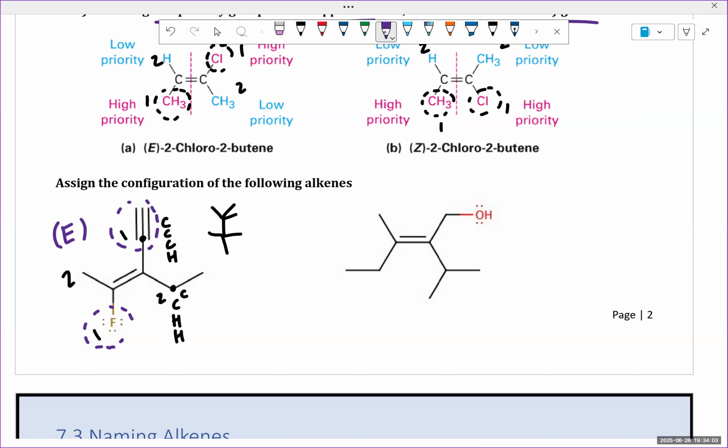Looking at this next example, the ethyl group is higher priority than the methyl group, and the carbon attached to an oxygen is higher priority than a carbon attached to carbon. Because our highest priority substituents are on opposite sides, again, this would be another E alkene.